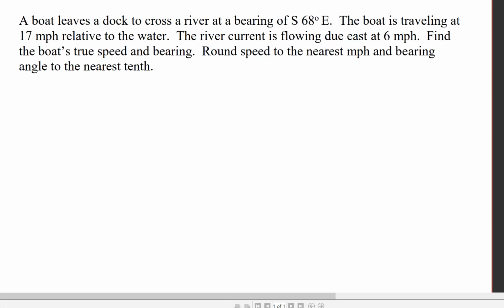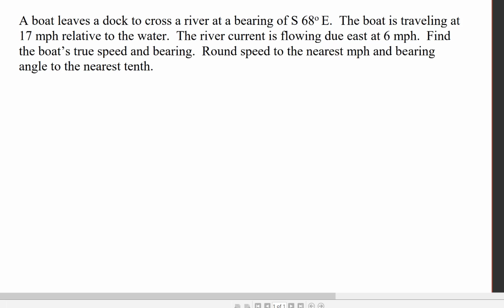A boat leaves a dock to cross a river at a bearing of south 68 degrees east. The boat is traveling at 17 miles per hour relative to the water. The river current is flowing due east at 6 miles per hour. We want to find the boat's true speed and bearing, and then there's some rounding directions.